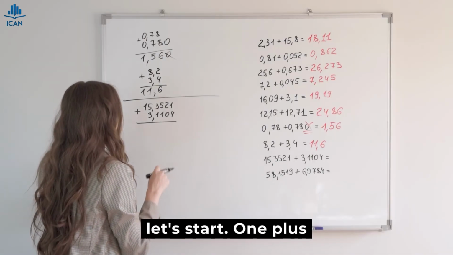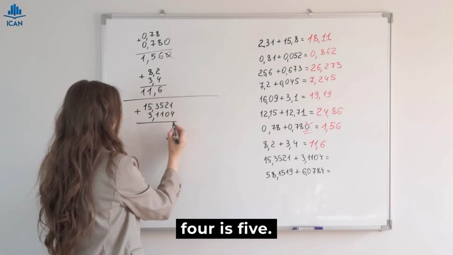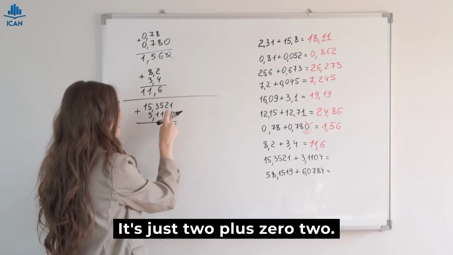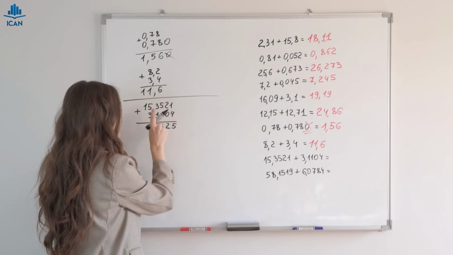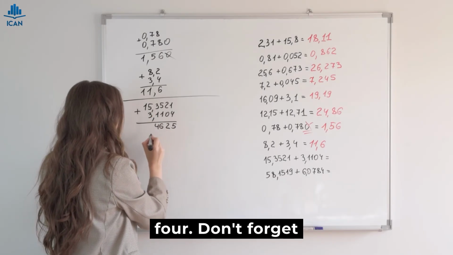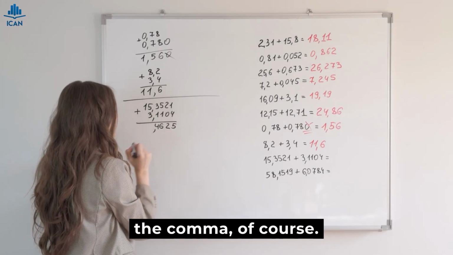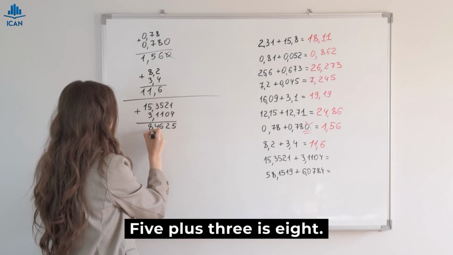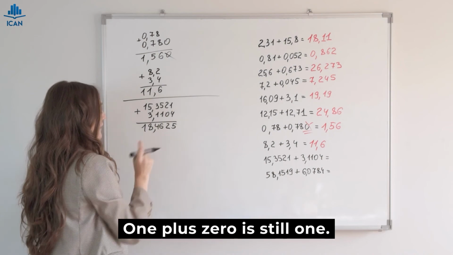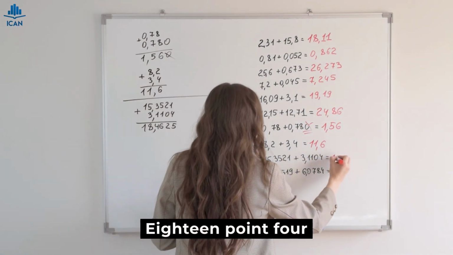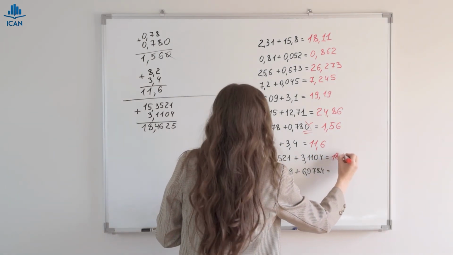All right, let's start. 1 plus 4 is 5. It's just 2 plus 0, 2. 5 plus 1 is 6. 3 plus 1 is 4. Don't forget the comma, of course. 5 plus 3 is 8. And here's 1, right? 1 plus 0 is still 1. 18.4625.